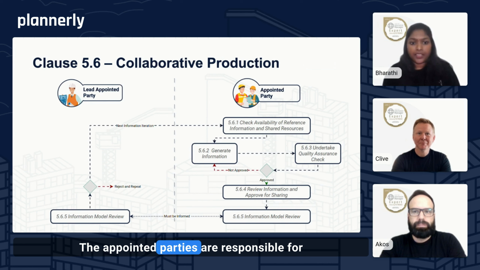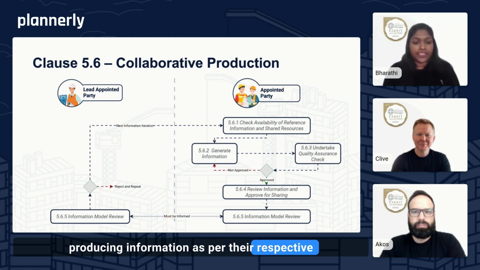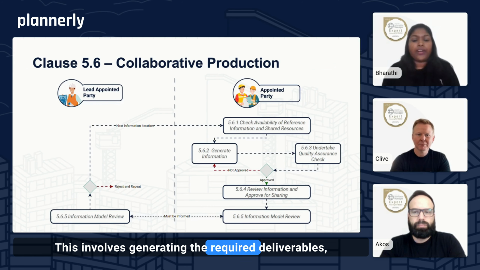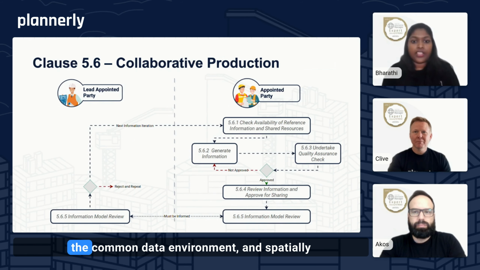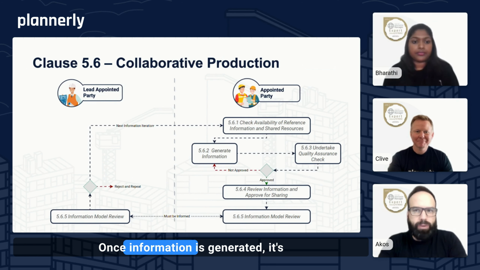The appointed parties are responsible for producing information as per their respective task information delivery plans. This involves generating the required deliverables, coordinating with existing shared information within the common data environment, and spatially coordinating models to ensure they align with others for seamless integration. Once information is generated, it's time for quality assurance check.